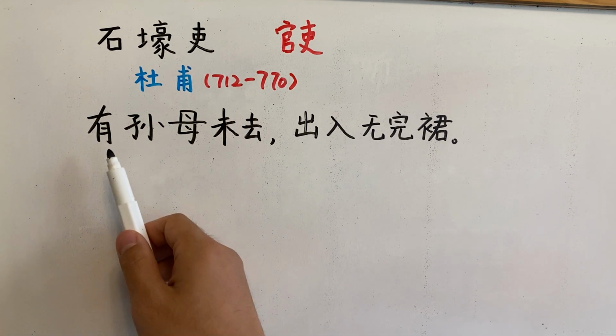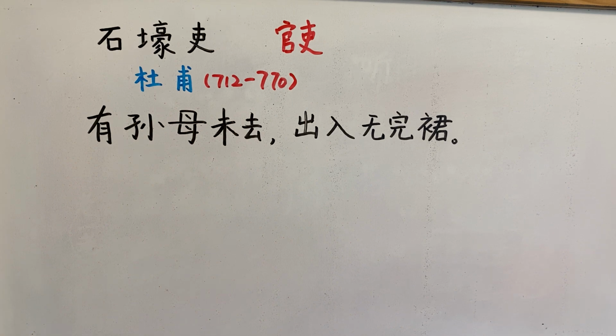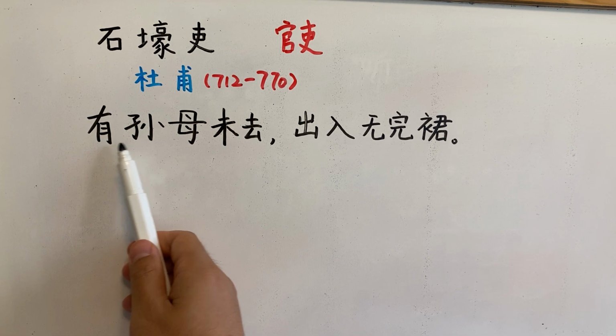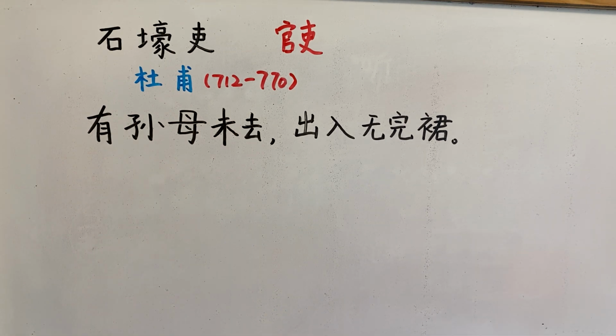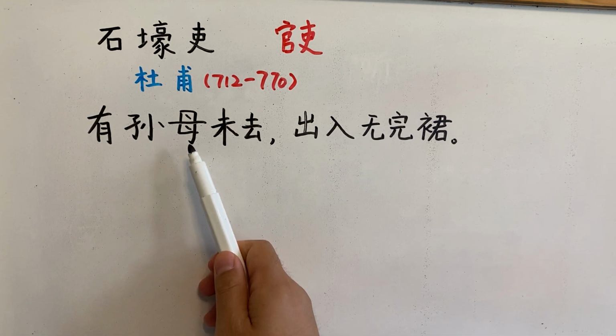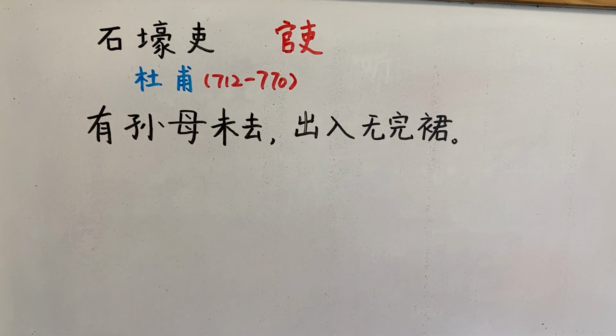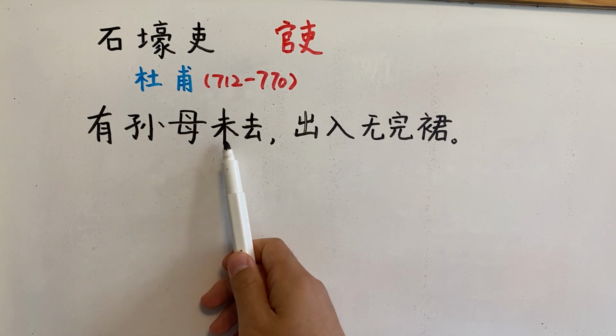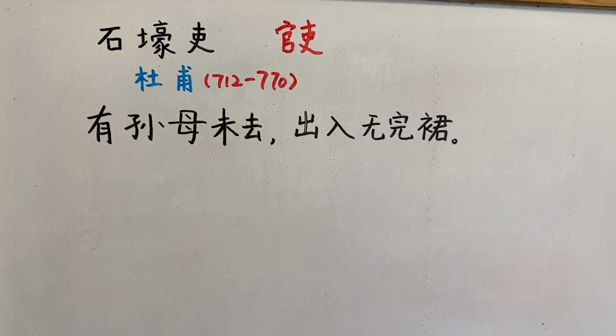孙 is grandson. 有孙, so in my house the old lady is explaining his situations to those officers, right? So she said, in my house I have a grandson, right? The grandson is still breastfeeding his mother's milk. 有孙, I have a grandson, so his mother, 母, mother. So the grandson's mother, that is my daughter-in-law. 母未去, 未 means not yet. So because I still have a grandson, the mother is still with her child.